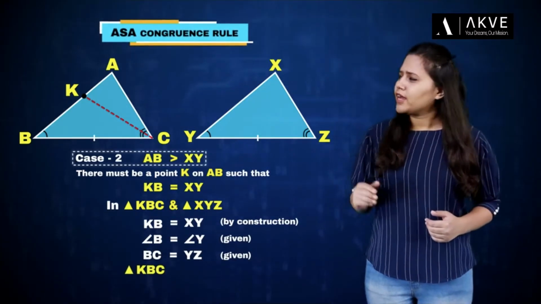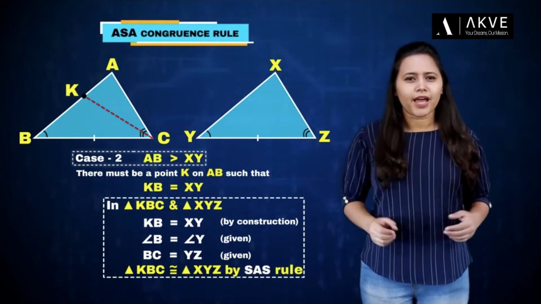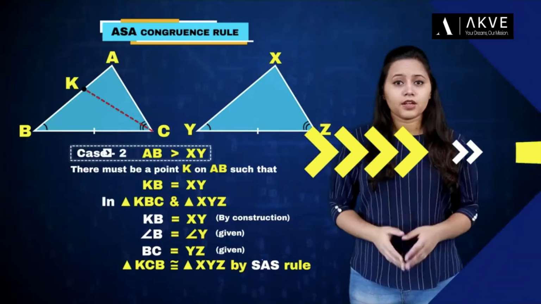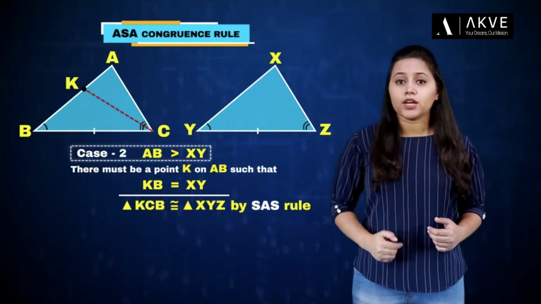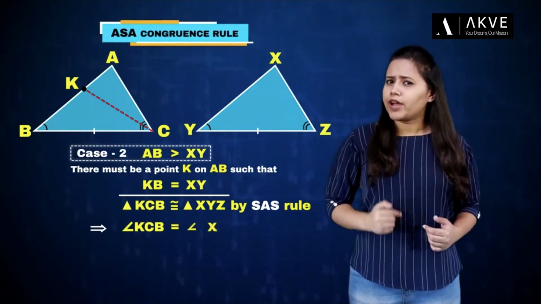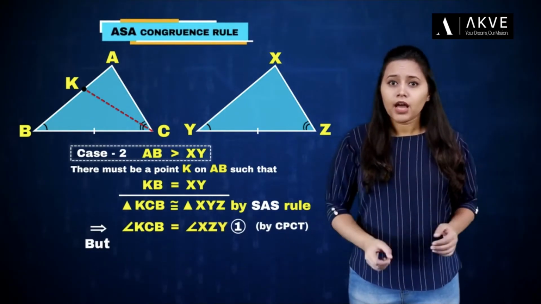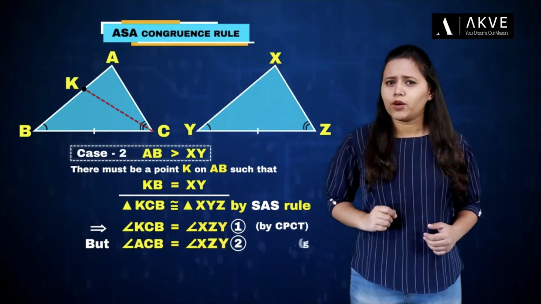Thus, triangle KBC is congruent to triangle XYZ by SAS rule. Since the triangles are congruent, their corresponding parts will be equal. This means angle KCB is equal to angle XZY. But it is given that angle ACB is equal to angle XZY.